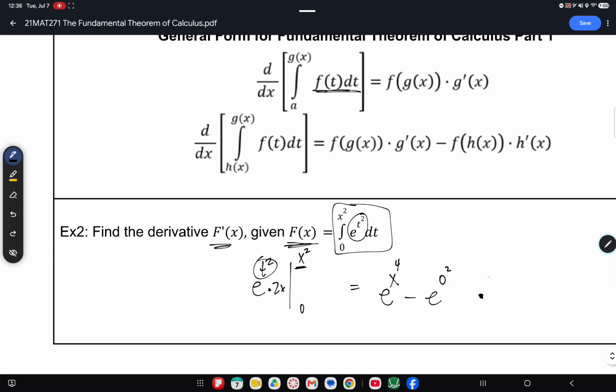And then I'm multiplying it by that derivative of that top function, so 2x. So I'm left with 2x e to the x to the 4th. So that's kind of like a mouthful there, but that is how that works.